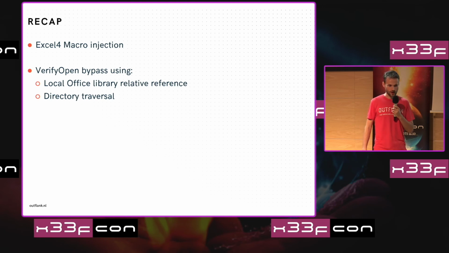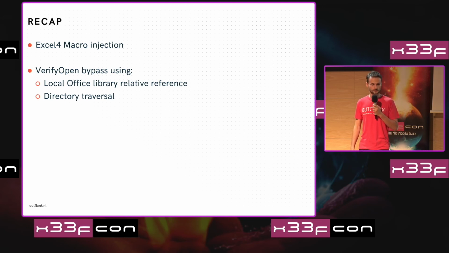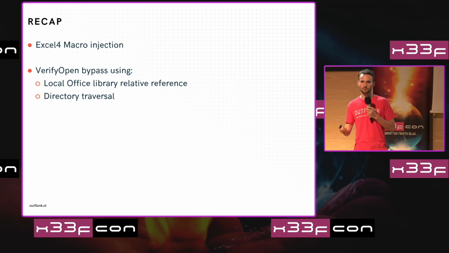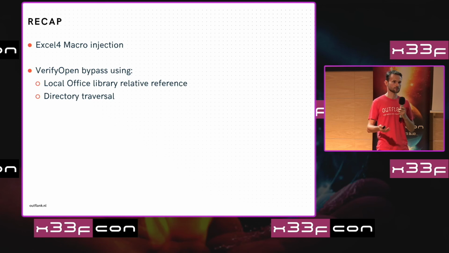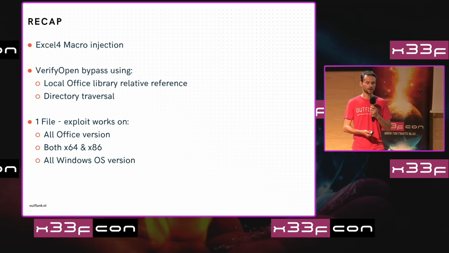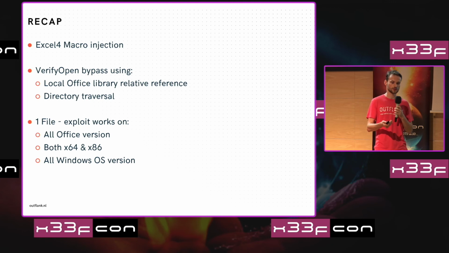So we found XL4 macro injection. We used the verify open bypass. We bypassed verify open by using a dir traversal and by referencing a remote relative reference. And we now have one file that we can send to our target. This is interesting because it allows for little to no pre-knowledge to perform our phishing.